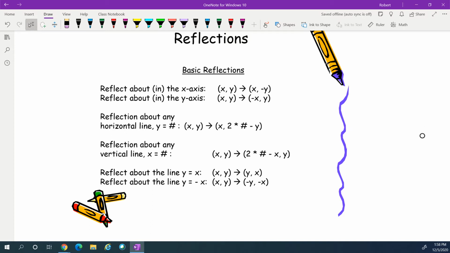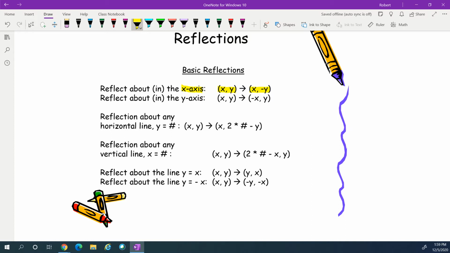If we want to reflect over the x-axis, look at what that says to do. Reflecting over the x-axis, notice it just says take your original x and y and change the sign of the y. That's all we have to do. So take the y, change the sign. That's your new point. For the y-axis, we're going to change the sign of the x. So again, understand what the rule is telling us to do. Take a value and change its sign.